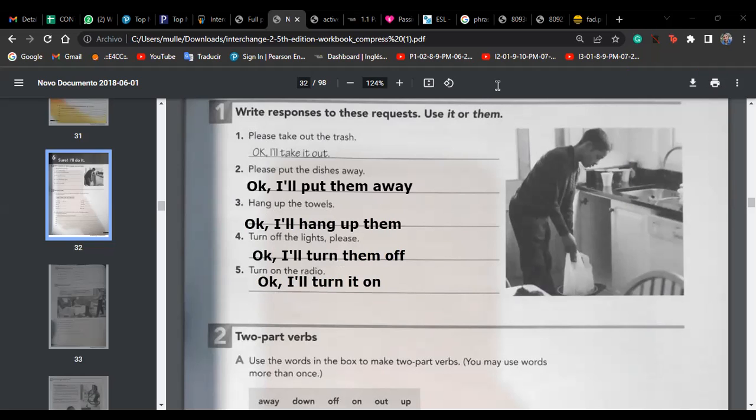Now let's go with this one. Please take out the trash. Okay, I'll take it out. Please put the dishes away. Okay, I'll put them away. Hang up the towels. Okay, I'll hang them up. That's correct. Now, it says turn off the lights, please. That's correct. Okay, I'll turn them off. Now, the last one, turn on the radio.